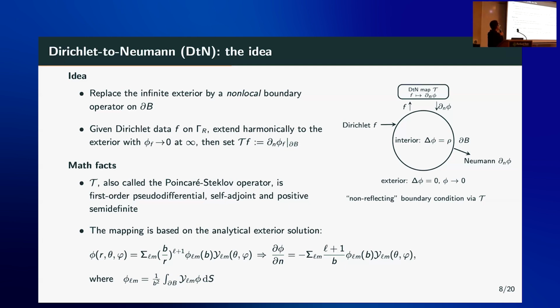And we know that if we have a spherical boundary and we know the solution on it, we can expand the exterior solution in this form, and then we take normal derivatives. These exterior solutions are exact, and they form a basis with which we can truncate the domain in an exact manner.